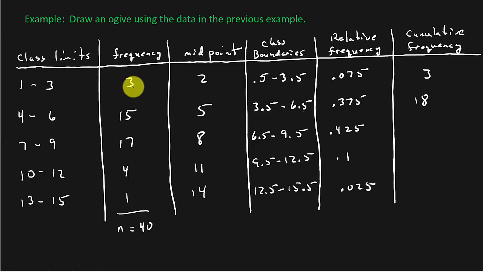So that's going to be 17 plus 15 plus 3, which is 35. And for this one, it's going to be 4 plus all of these, so that's going to be 39. And for this one, it's this one plus all the previous ones, and that's going to be 40. Okay, and it should add up to whatever that is, right?